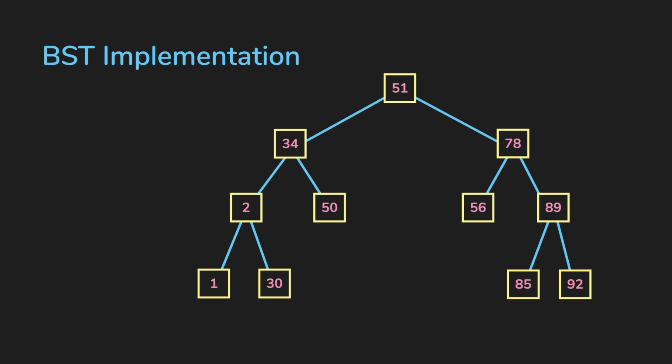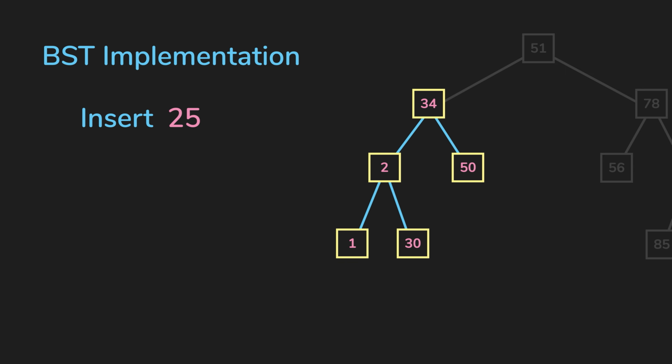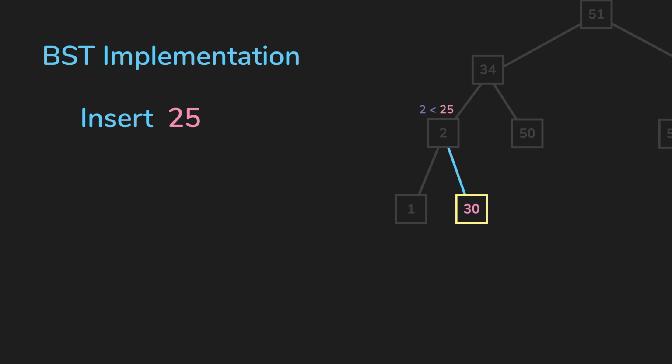For example, in this tree, suppose we need to add the value 25. If the root is 51, which side do you think it should belong to? The left side, because everything on the left should be smaller than 51, and everything on the right should be greater. So we narrowed it down to the left subtree. Again, the root of the left subtree would be 34, so 25 should be on the left subtree, and it's larger than 2, so it should be on the right subtree, and it's smaller than 30, so it should go to the left subtree of 30. That spot is empty, so we insert it there.